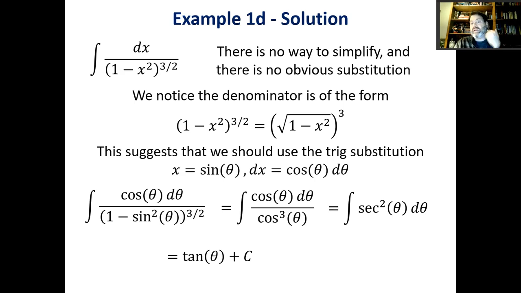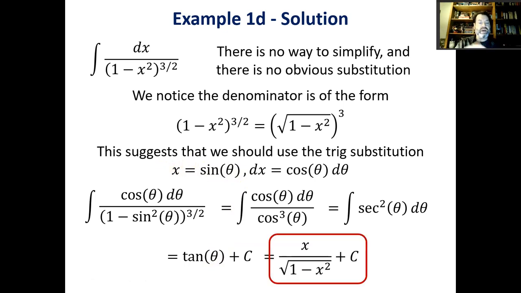But we're not allowed to stop. Our original integral was in x, so I have to convert this back to x, which means I have to draw the triangle for x equals sine theta. When you draw the triangle and you read the tangent off of that, of the angle theta, you get, in fact, x over square root of 1 minus x squared plus c. And it turns out this one's really easy to check your answer. Just do the quotient rule and you'll get this back. So it's pretty neat.